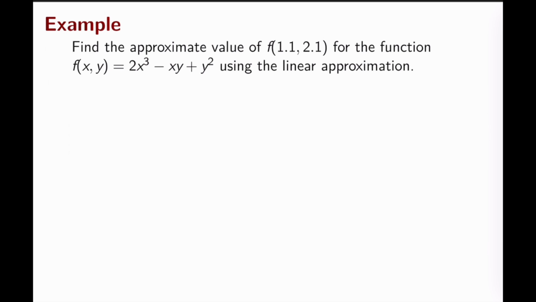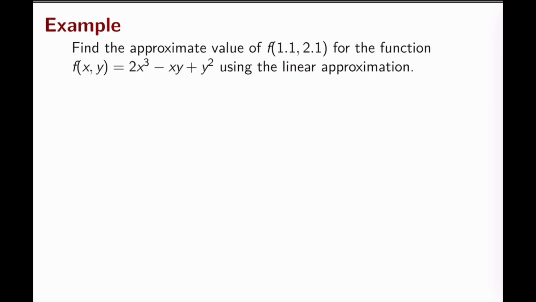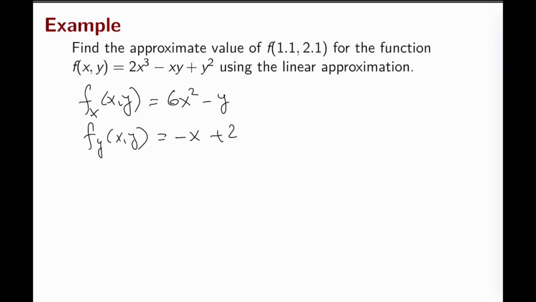So let's start by calculating the equation of the plane. We start by calculating the partial derivatives. The derivative with respect to x will be 3 times 2, which is 6x squared, minus y. The derivative with respect to y is going to be minus x plus 2y. Okay, so now we have the function, the derivative with respect to x and the derivative with respect to y.